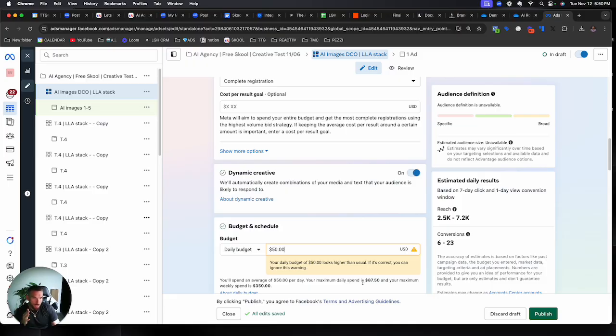Obviously, the more money that you give it, the faster you're going to get that data back. But you have to find a sweet spot, because if you give it too much money, Facebook gets really reckless with how they spend the money, and your cost per lead ends up suffering. So I'm going to put that at $50 a day. So that bumped our budget up by $50 a day.